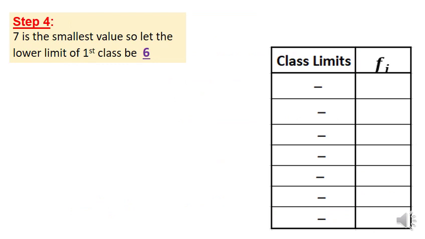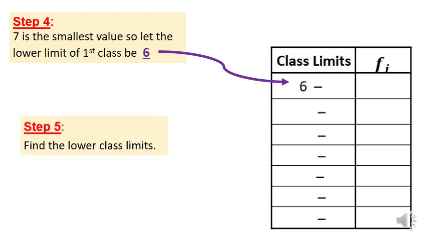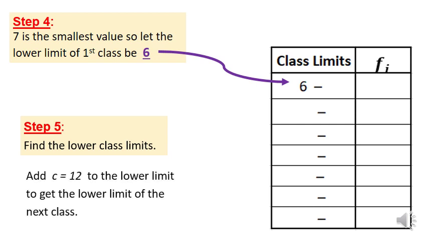So our next step is to find the lower limit of the very first class. We've already identified that 7 is the smallest value, so we're going to let the lower limit of the first class be 6. After this, we need to find the lower limits of all the rest of the classes. The way we do that is we add the class width, which is C equals 12, to the lower limit of each of the previous classes.